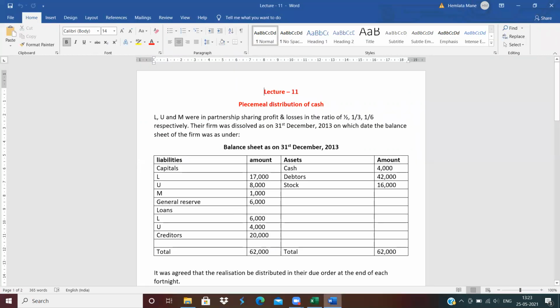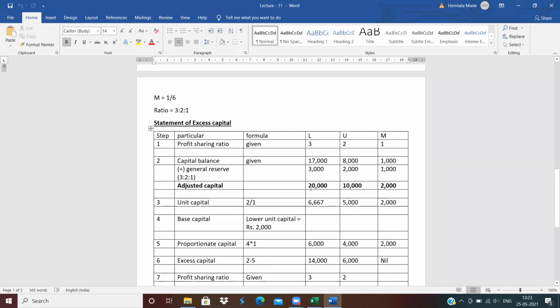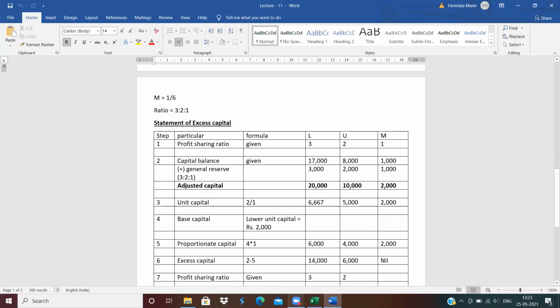Now for the capital balance, write down the capital plus general reserve. So write the adjusted capital that we calculated in the statement of excess capital, that is 20,000, 10,000, and 2,000. Clear?